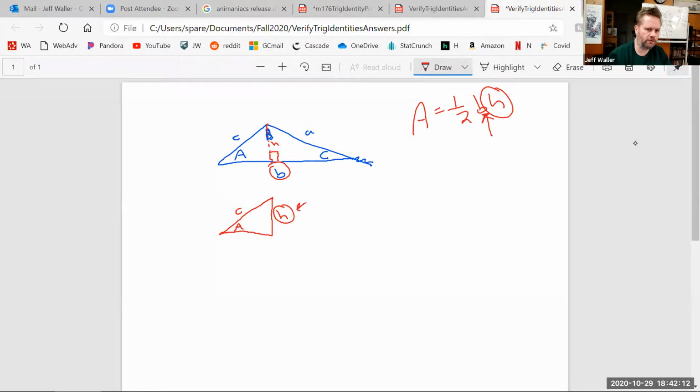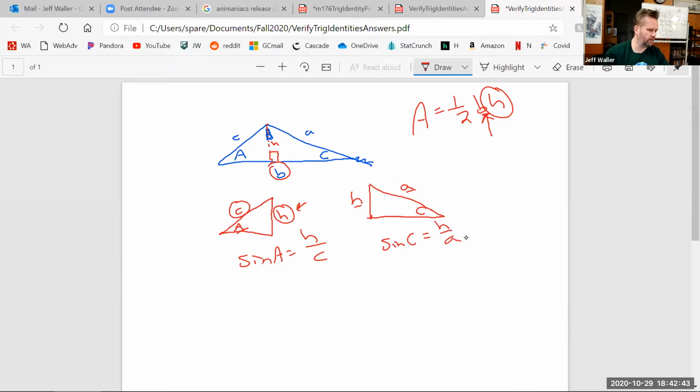Well, what trig function relates these two sides with this angle? Sine. So sine of A would be the y piece over the hypotenuse. I like it. But what about this other triangle? Doesn't it also have H? It's the one with angle C, and it's the one with A. So what's sine of C over here? H over A. All right, I like it. So H equals C sine A, but H also equals A sine C.